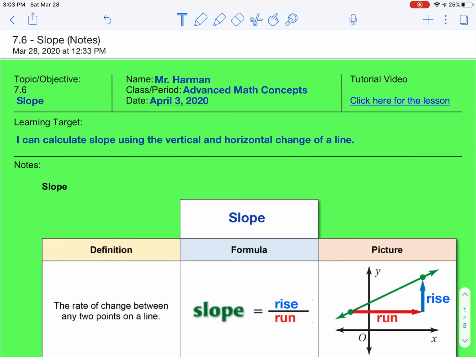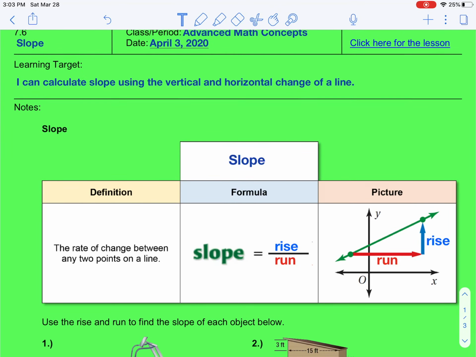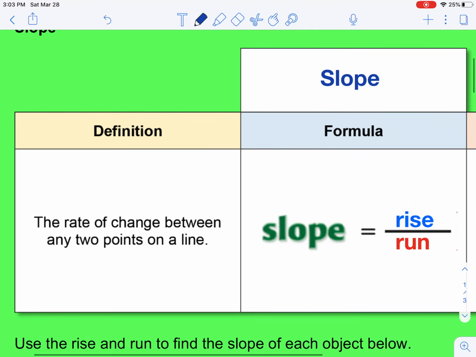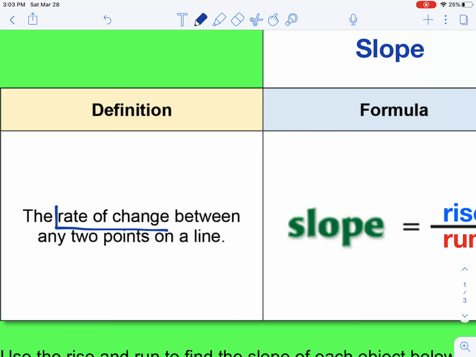So today we're going to talk about slope, and it's actually going to be our last lesson in our Unit 7. So our learning target for today is I can calculate slope using the vertical and horizontal change of a line. So we have a new word for us. We've got slope. And slope is the rate of change between any 2 points on a line. And we're going to notice that we have a word that we just talked about yesterday, rate of change. So that's really what you're calculating, is you're going to be calculating rate of change.